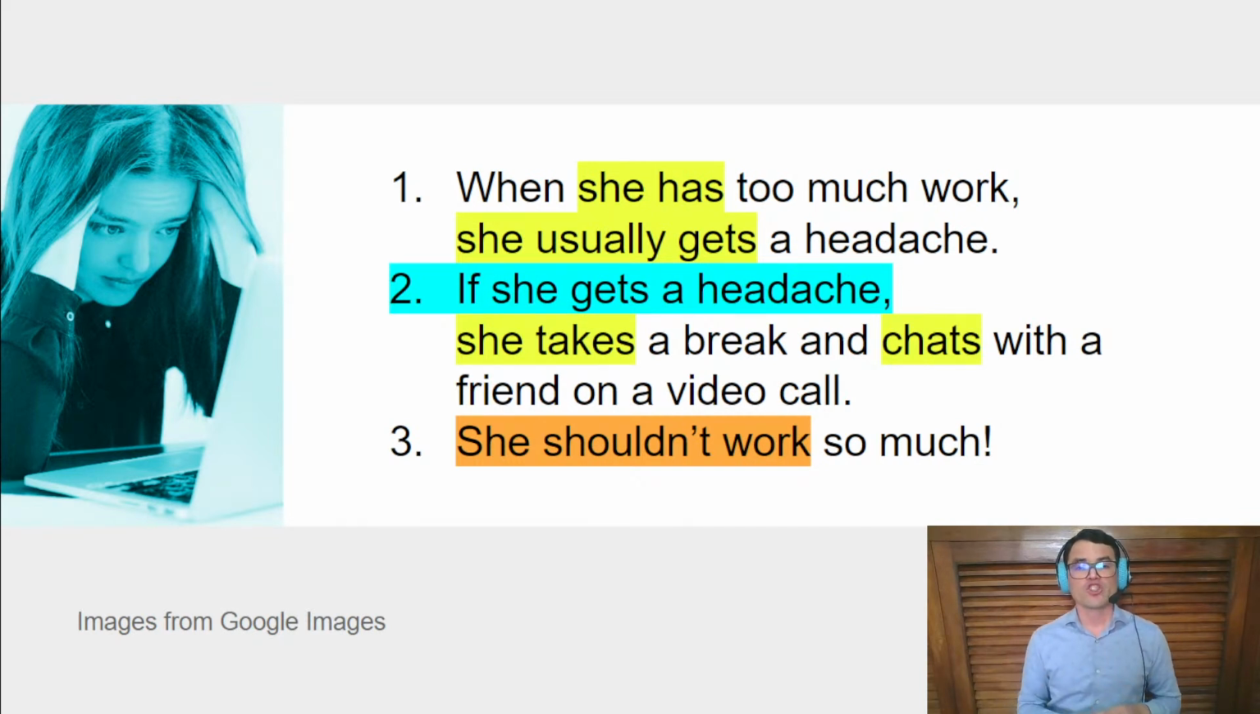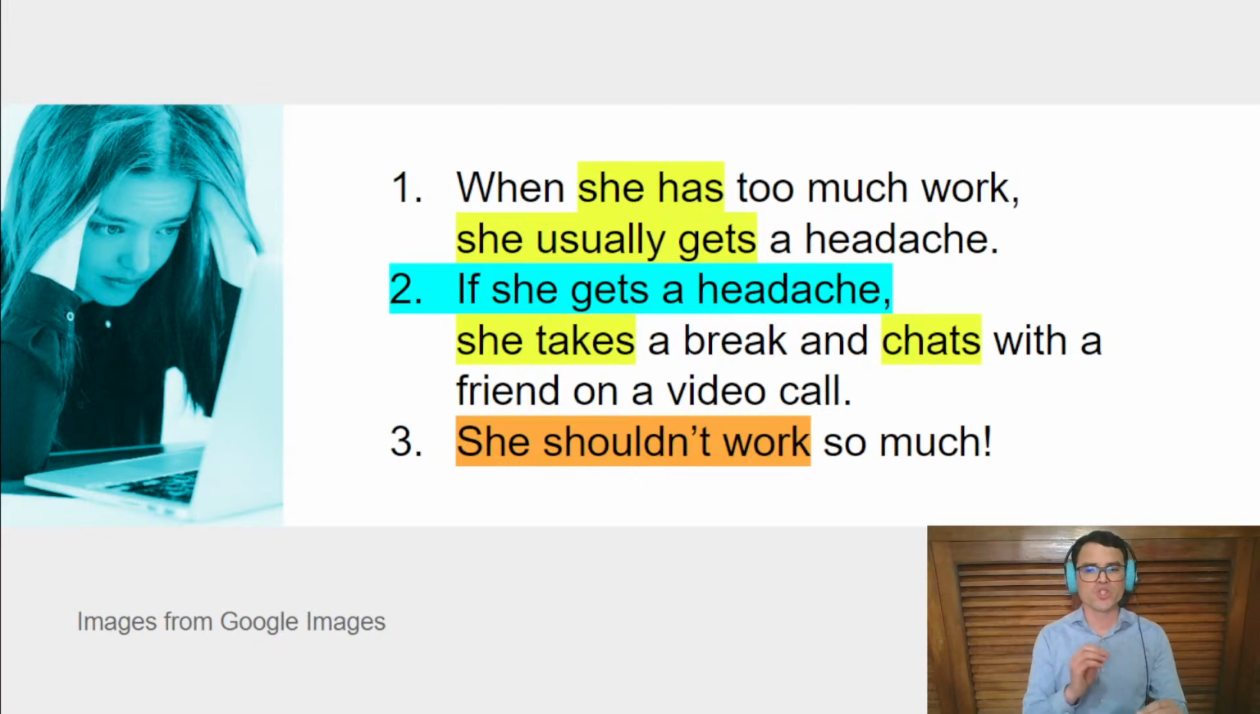Number two, conditional. If she gets a headache, what happens? She takes a break and chats with a friend on a video call. So the conditional if, subject she, and the verb gets, conjugated. Next, facts. She takes, she chats. So you have subject she, then you have verb takes, and then you have another verb, chats.